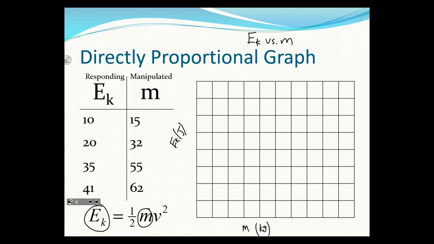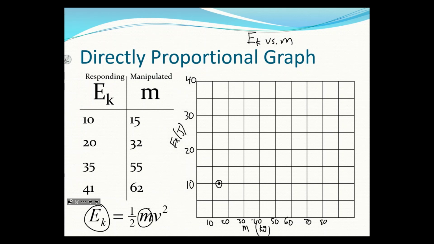So if we want to find a scale for EK, we can just go 10, 20, 30, 40. And then for my mass, I've got to go up to 60. So I just go 10, 20, 30, 40. Oops, sorry, I ran out of room. That's not going to work. So I'll just have to go up by tens. So 10, 20, 30, 40, 50, 60, 70, 80, like that. Okay, and we graph this out. My EK is 10, my mass is 15.